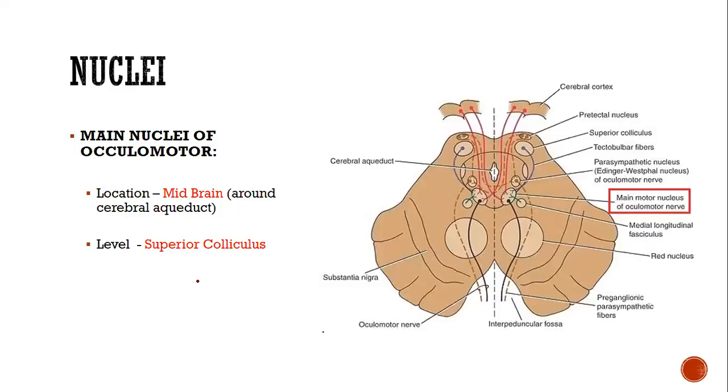So when we talk about the nucleus of the oculomotor nerve, you can clearly see this diagram. It's showing the cut section of the midbrain, which is at the level of the superior colliculus. And here you can clearly see that this is the main motor nucleus of the oculomotor nerve. The main motor nucleus is present at the level of the brainstem, specifically the midbrain, at the level of the superior colliculus. You can see that the nerve arises from this nucleus right here all the way. So this would be the motor fiber which is running in the oculomotor nerve.